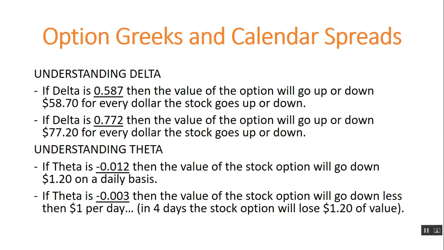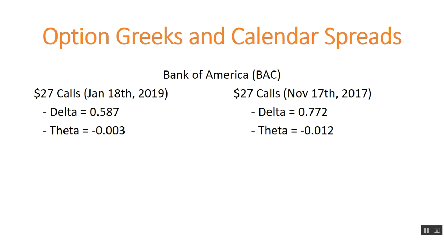Okay, so again, here it is. The $27 calls are on the left. Those are the ones that I bought, expiring all the way out in 2019. Put the delta and the theta there, and then the ones on the right are the ones I sold. Delta and the theta are listed there, 0.772 and negative 0.012.